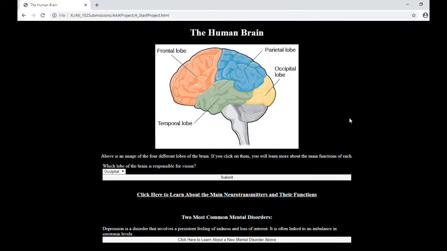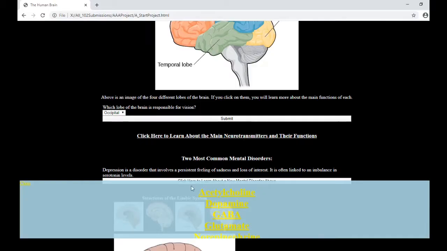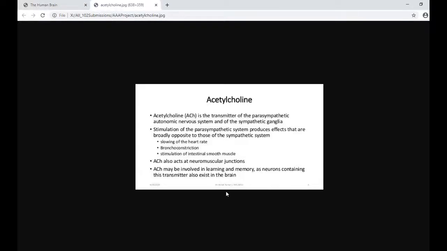If we click here, we'll learn about the main neurotransmitters and their functions. So our little menu comes up, and acetylcholine. So here it's a transmitter of the parasympathetic autonomic nervous system. And so it produces these effects: slowing of the heart rate, stimulation of intestinal smooth muscle. It acts at neuromuscular junctions involved with learning and memory.